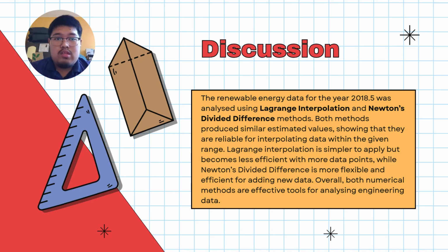The renewable energy data for the year 2018 was analyzed using Lagrange interpolation and Newton's divided difference methods. Both methods produce similar estimated values, showing that they are reliable for interpolating data within the given range. Lagrange interpolation is simpler to apply but becomes less efficient with more data points, while Newton's divided difference is more flexible and efficient for adding new data. Overall, both numerical methods are effective tools for analyzing engineering data.